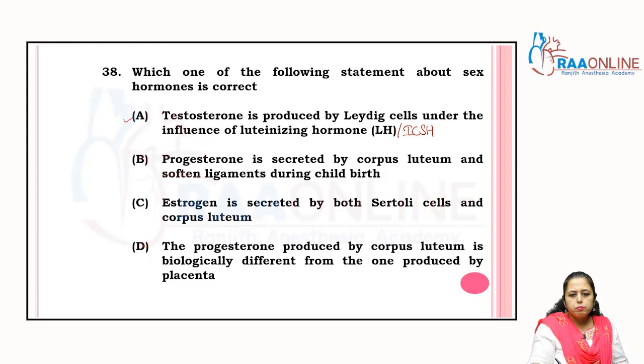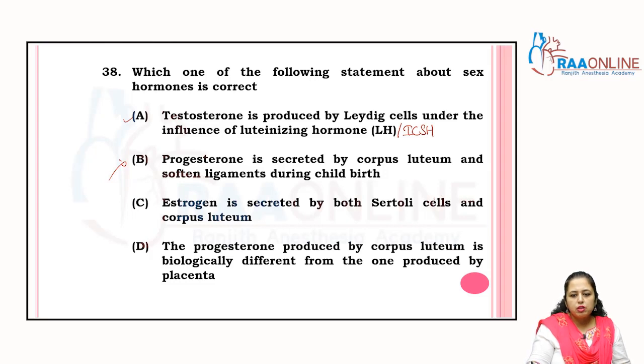So that statement is correct. Progesterone is secreted by the corpus luteum and softens the ligaments during childbirth. It is secreted by the corpus luteum as well, within the ovary, right? That is corpus luteum, but it does not soften the ligament. Relaxin softens the ligaments during childbirth. So that statement is wrong.